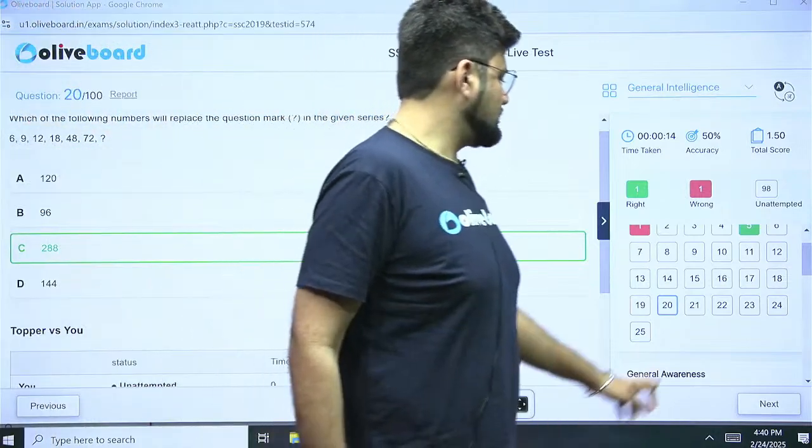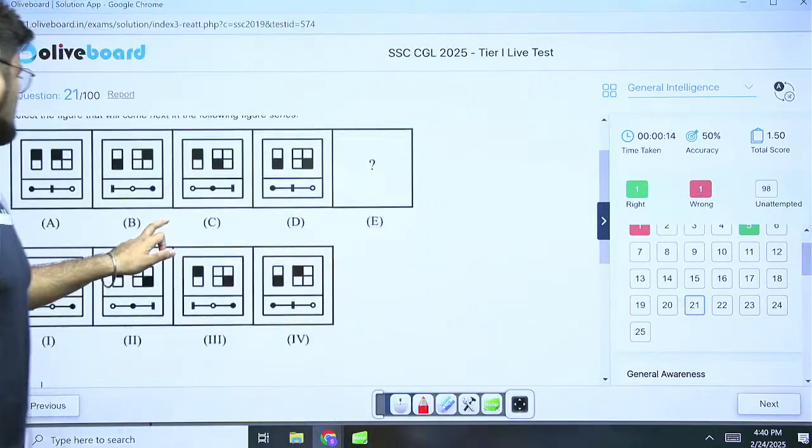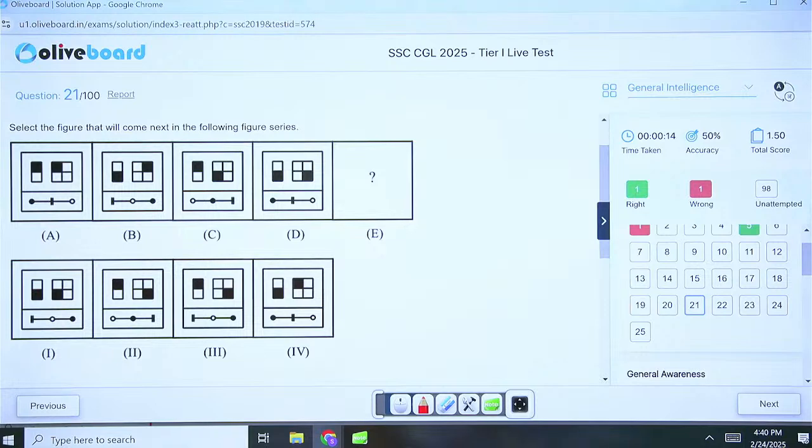Okay, next question number 21. See, again a very easy question. Again, one single element, one or two elements will give you your answer. Extremely easy.